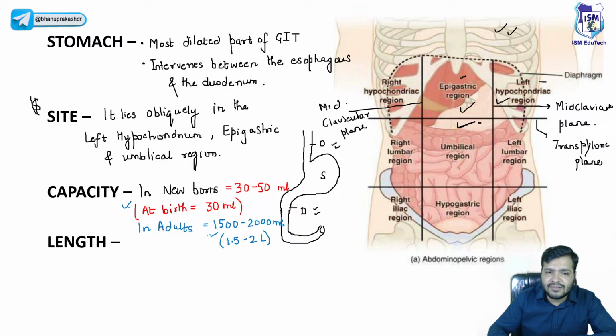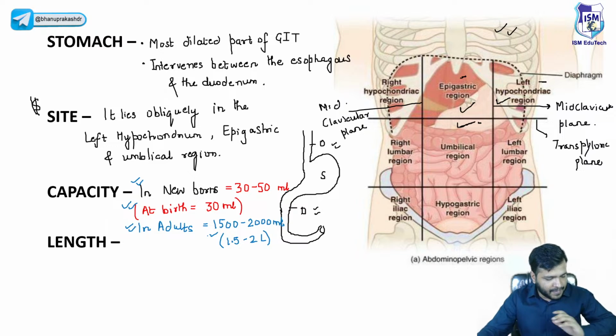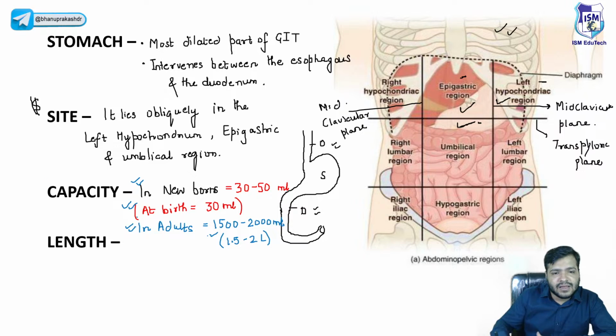So what is the capacity of the stomach at birth, in adults, and what is the range in newborns? These are three different questions that I have highlighted right now. Apart from that, when we talk about the length, it is approximately 10 inches.